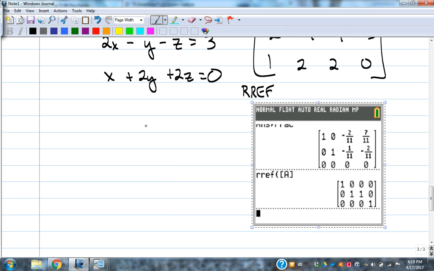That bottom row has all zeros and a 1. That says 0x plus 0y plus 0z is equal to 1. Does 0 ever equal 1? No. Since that bottom row has all zeros and then a number there, it doesn't necessarily have to be a 1. It could be any other number, but 0 never equals another number. It always has to be 0 equal to 0. That says there's no solution.